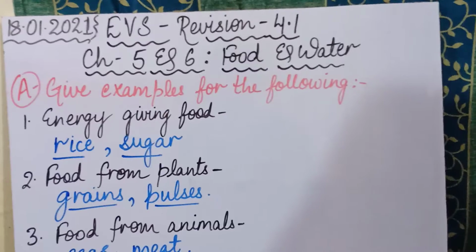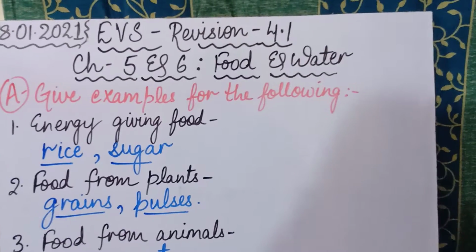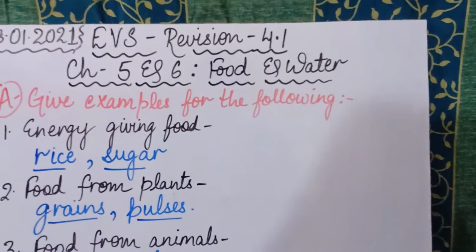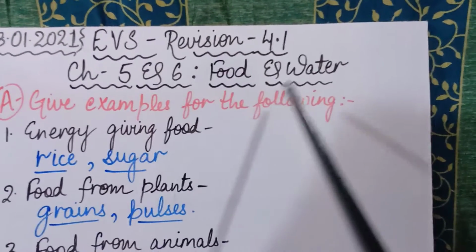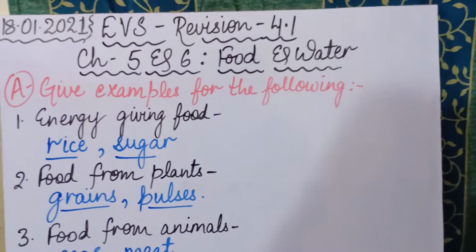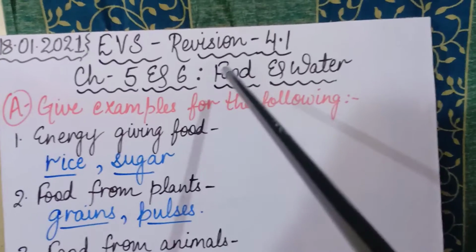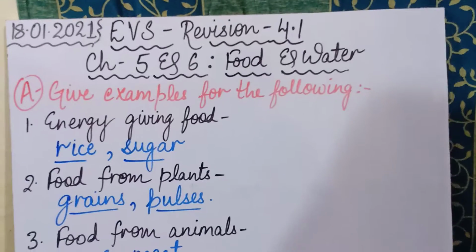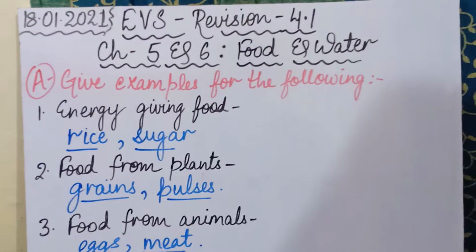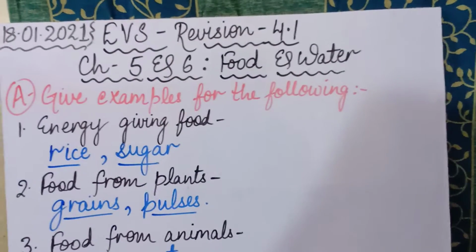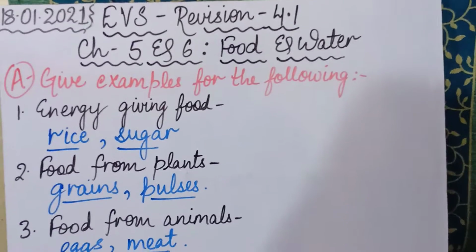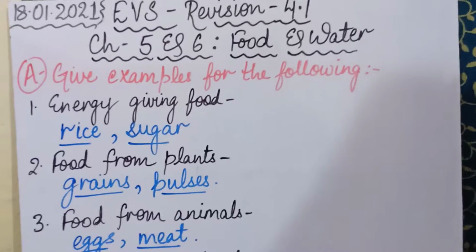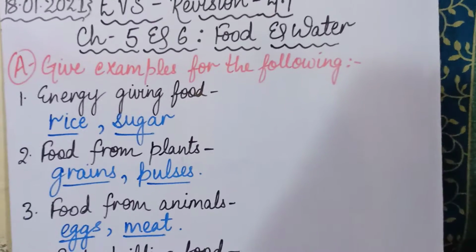Now coming to today, as you all know, this is our online EVS class. Today we are going to start with a new chapter, that is chapter number 5 and 6, Food and Water, which were combined. In this chapter we are doing revision number 4.1. Now why 4.1? Because we are doing the first part today, and the second part of the same chapter we will be doing tomorrow. So today we are going to do some exercises for the first part, and tomorrow we will be doing the other part with other exercises.